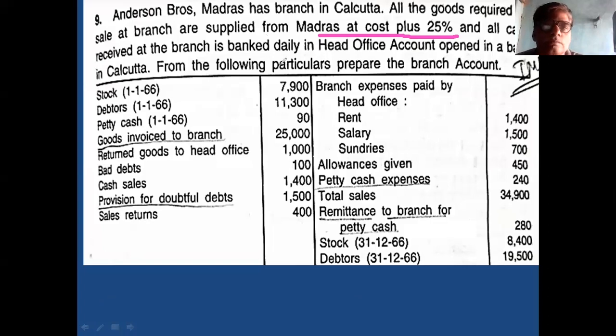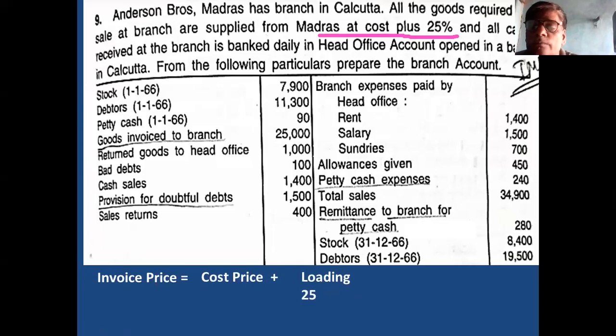That equation is: invoice price is equal to cost price plus loading. You take this 25 below this loading. The 25 is loading. Then the second number is 100. Percent means for every 100. That 100 you write based on the given information relating to loading. Loading is related with cost. You see here, cost plus is there. Cost plus means this 25%.